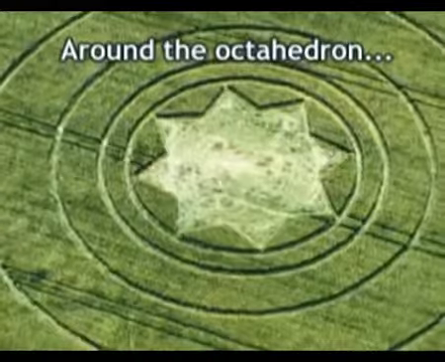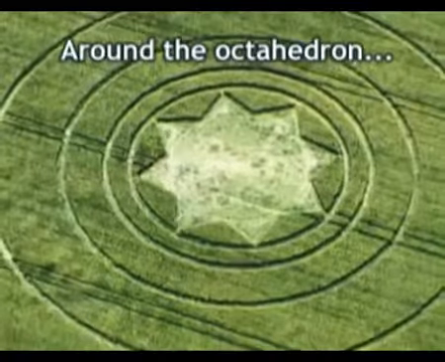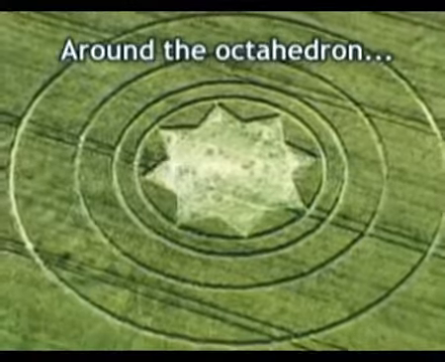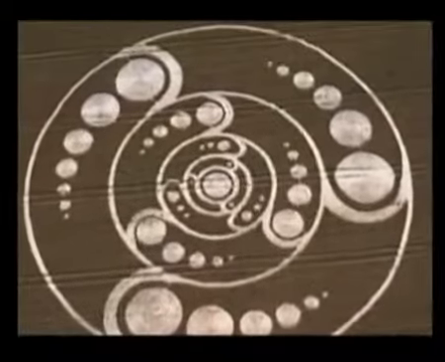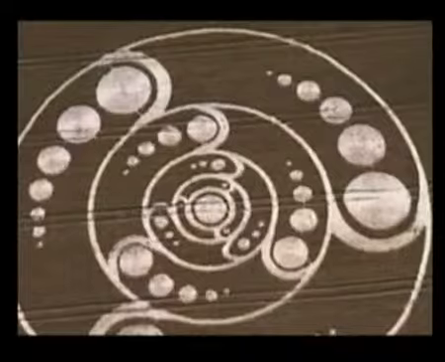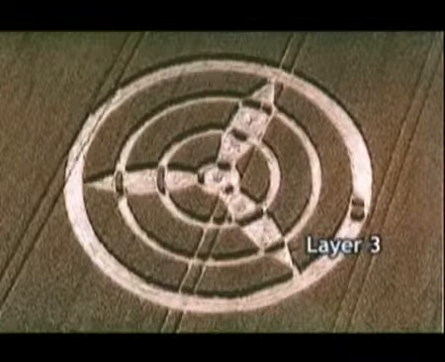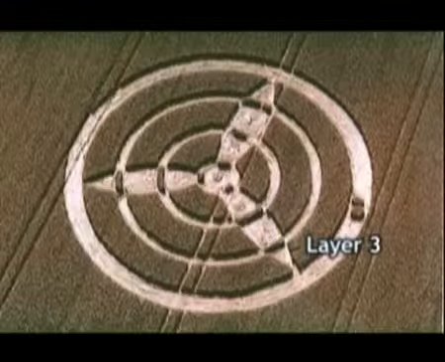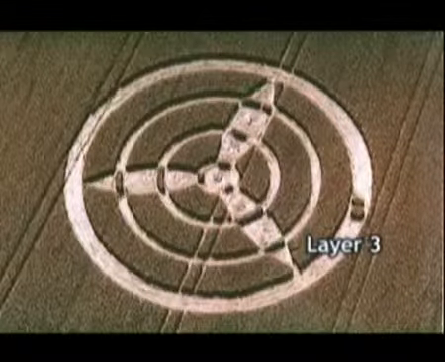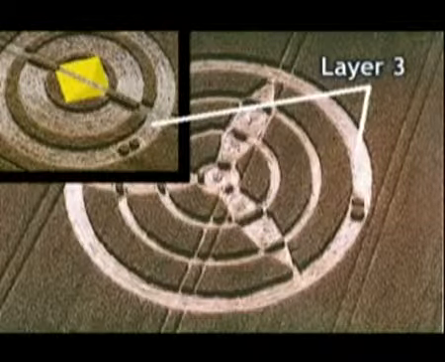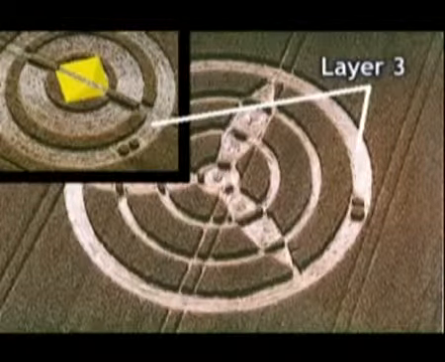In this formation, we can make a connection with three large rings, which surround the octahedron. And again, layer 3 is visible in this formation. That's good news for us. It gives us an additional link between these two designs.